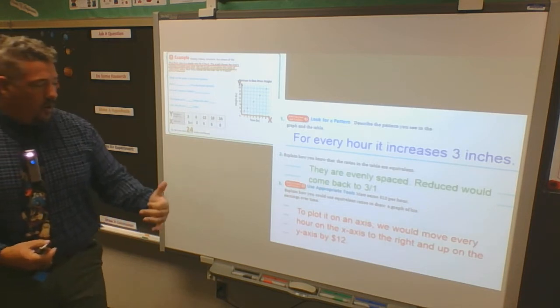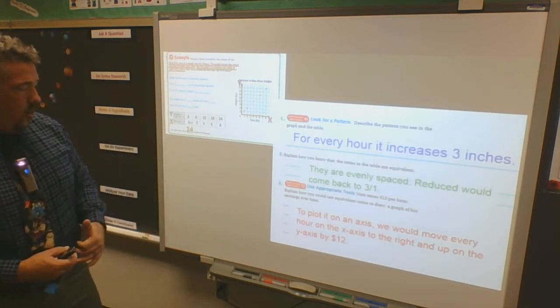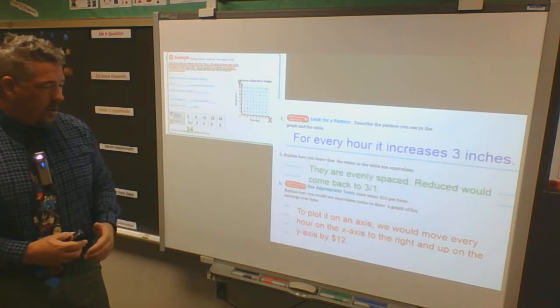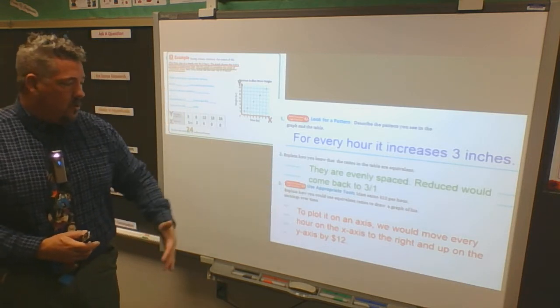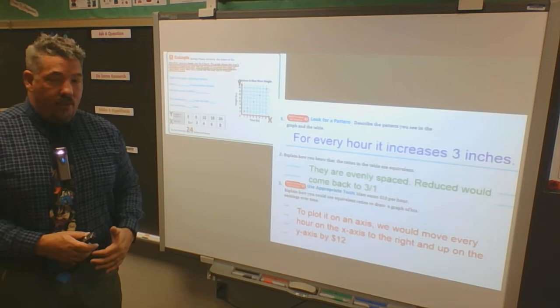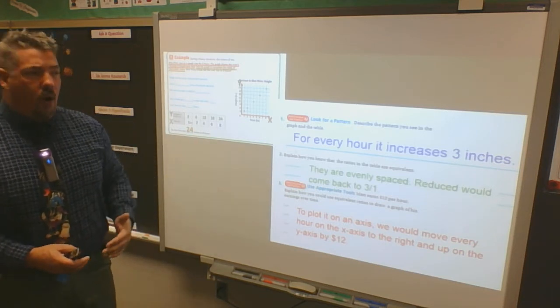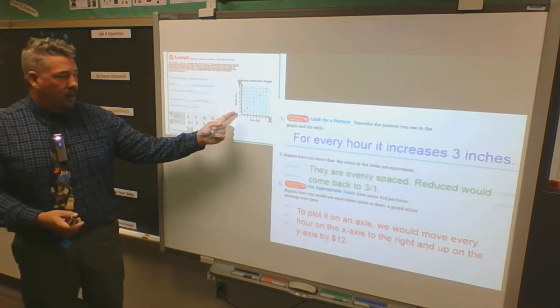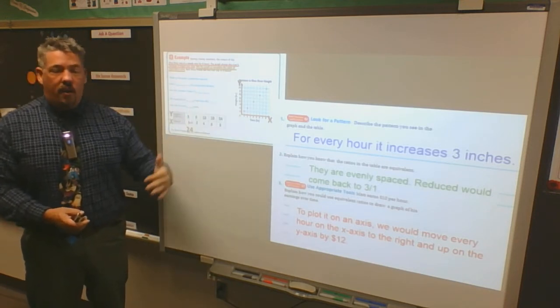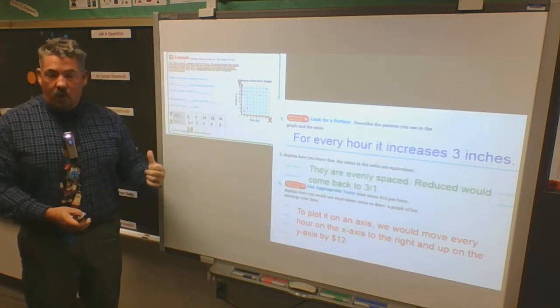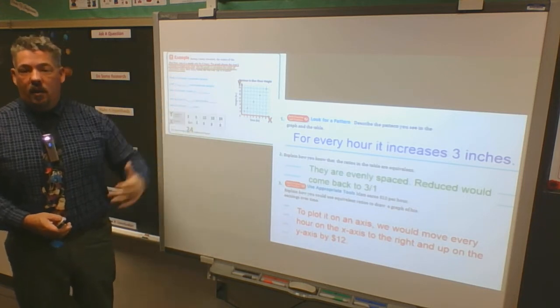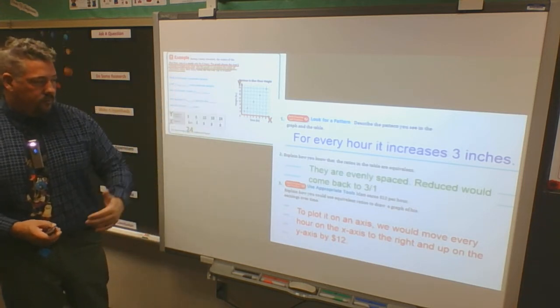Well, to plot it on an axis, we would move every hour on the axis, so 1, 2, 3, 4, 5, so on and so forth, to the right. And then for every one of those, we would increase by 12 on the y, which is what we see here, increasing on the y at equal rates. It's what we saw in the first question, increasing on the y at equal rates as we went across.